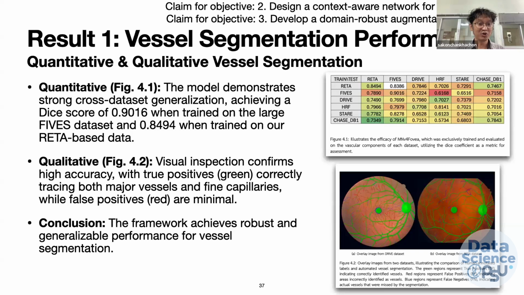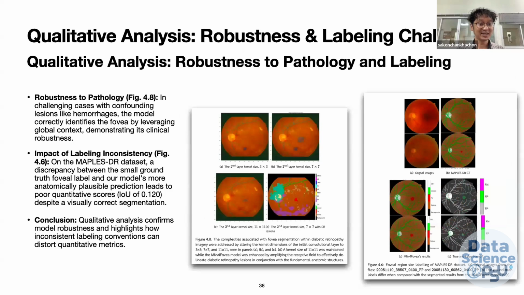Our framework also achieved robust generalization performance for vessel segmentation. The models demonstrate strong cross dataset generalization, testing both major vessels and fine capillaries with minimal false positives. Qualitative analysis further confirmed the model's robustness. In challenging cases, with a confounding lesion, the model accurately identified the fovea by leveraging global context.